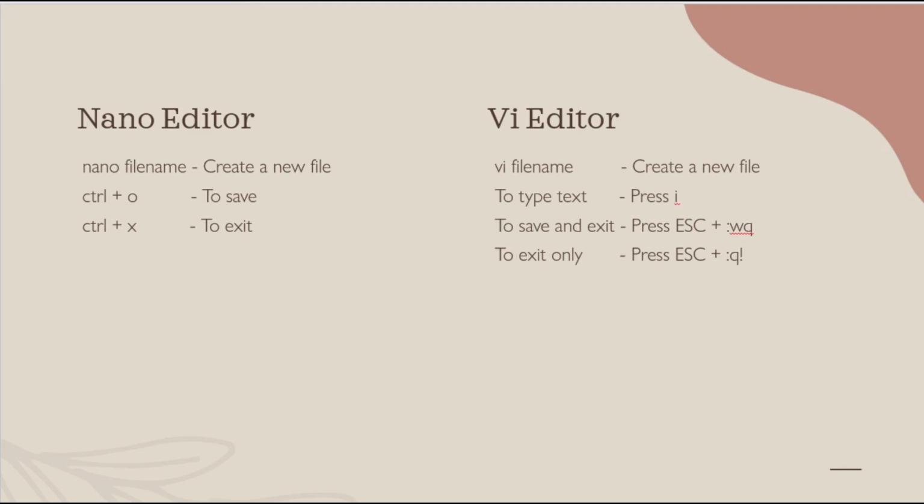In the VI editor, to create a new file, use vi in front of the file name. To type any text in the particular file, press I, then it will go to insert mode, and then we can type anything we want. To save and exit, press escape and colon wq. To exit only without saving, press escape plus colon q exclamation mark. It will exit only and does not save the content which we made in that file.